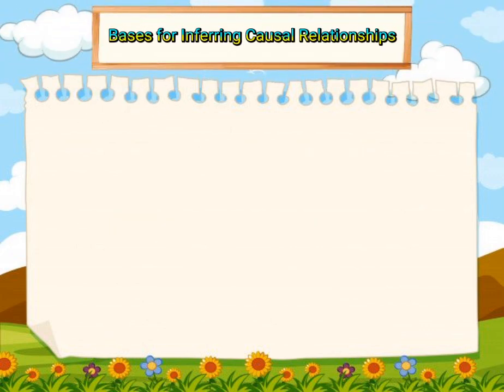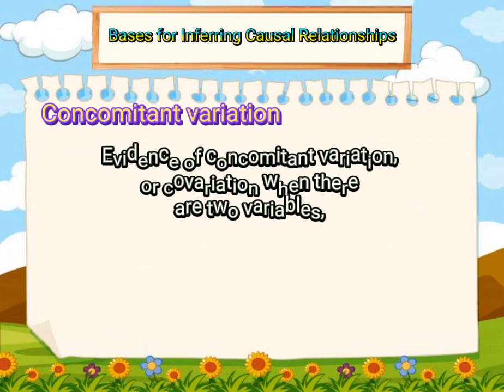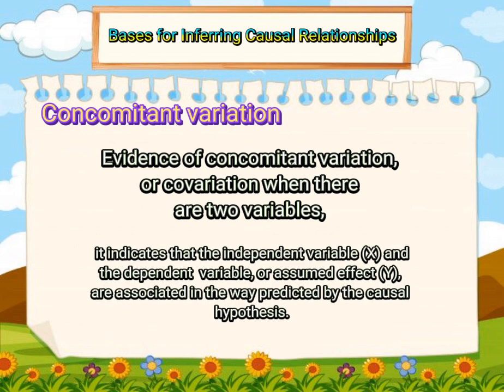Basis for inferring causal relationships. Concomitant variation. Evidence of concomitant variation, or covariation, when there are two variables, indicates that the independent variable X and the dependent variable or assumed effect Y are associated in the way predicted by the causal hypothesis.